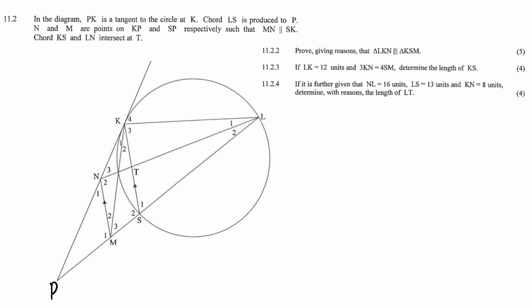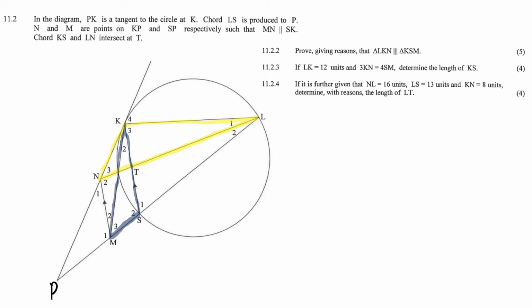All right, 11.2.2. They want us to prove, giving reasons, that triangle LKN, let me just highlight it for you, LKN, it's this triangle there, is similar to KSM. KSM is this triangle there. So they want us to prove that the two triangles are similar. Or maybe to avoid confusion, let me just use a different color for this. KSM.